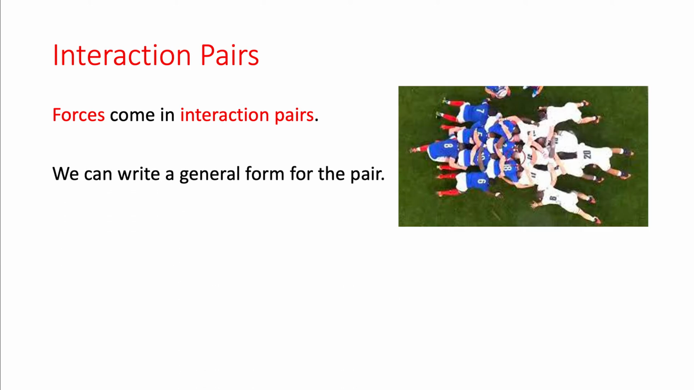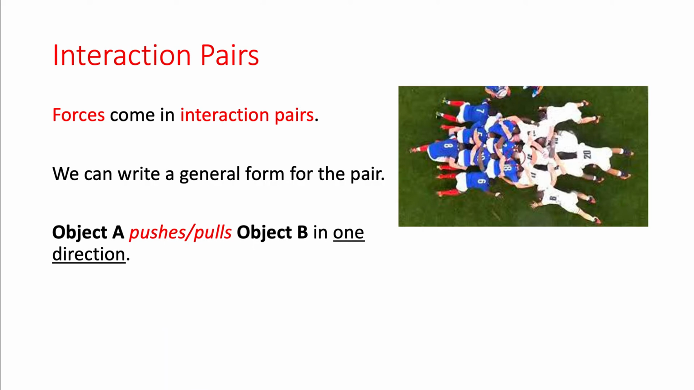And what we can do is we can write a general form for pairs. We'll assume that we've got two objects, A and B, and we'll also assume that they're doing one of two things, which are either pushing or pulling. So if it's the case that, for example, object A, written in bold here, pushes or pulls object B in one direction, that is one half of our interaction pair. Notice we've got two objects, A and B, a verb in red, and then a direction, which is underlined.